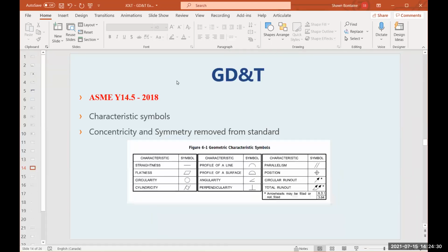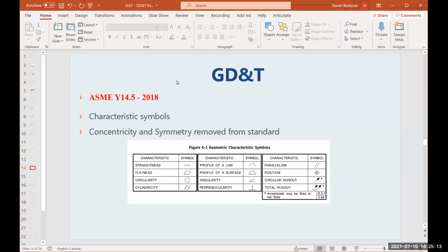So the next thing that I want to talk to you about is characteristic symbols. I've indicated a few already, but let's talk a little bit about it. The first thing that I want to point out is a change in the 2018 standard. The previous standard was the 2009 standard. In the 2009 standard, it had concentricity and symmetry as characteristic symbols. In the 2018 standard, they've now removed concentricity and symmetry because they feel that they're redundant, that it can be covered with a positional callout by itself. So that's just one of the changes that we point out in the new standard as well.